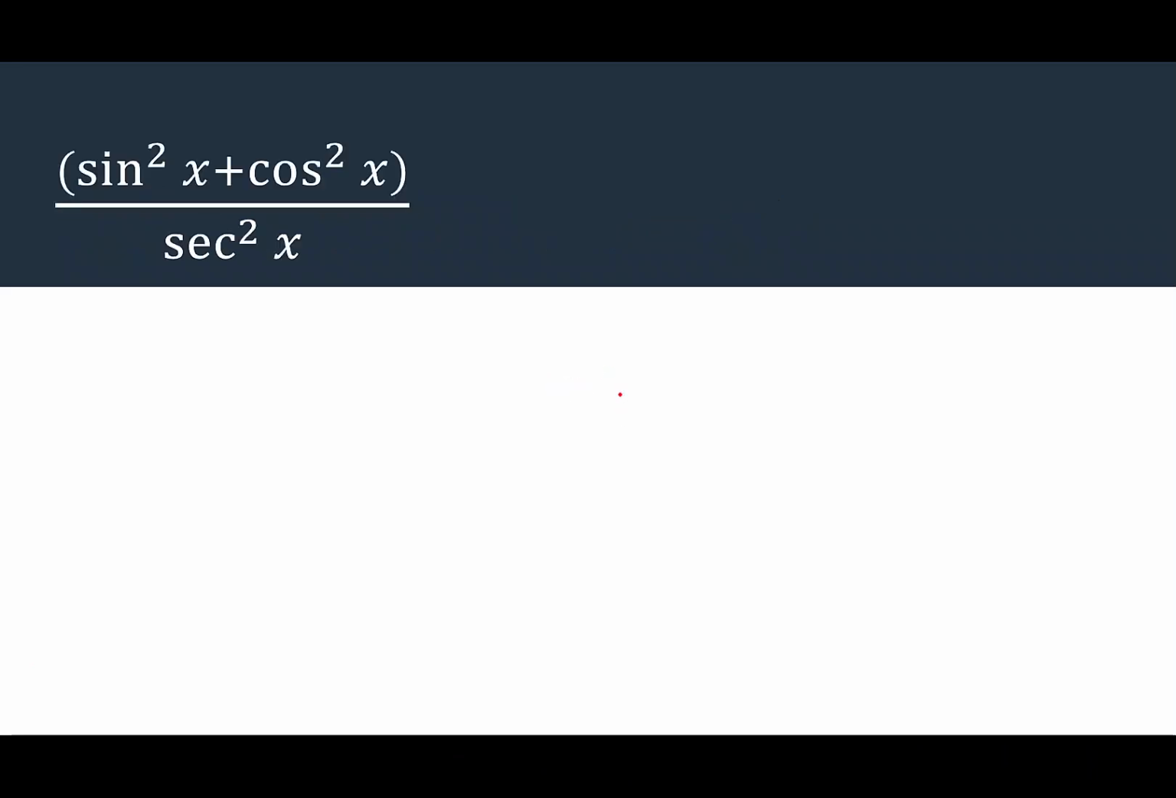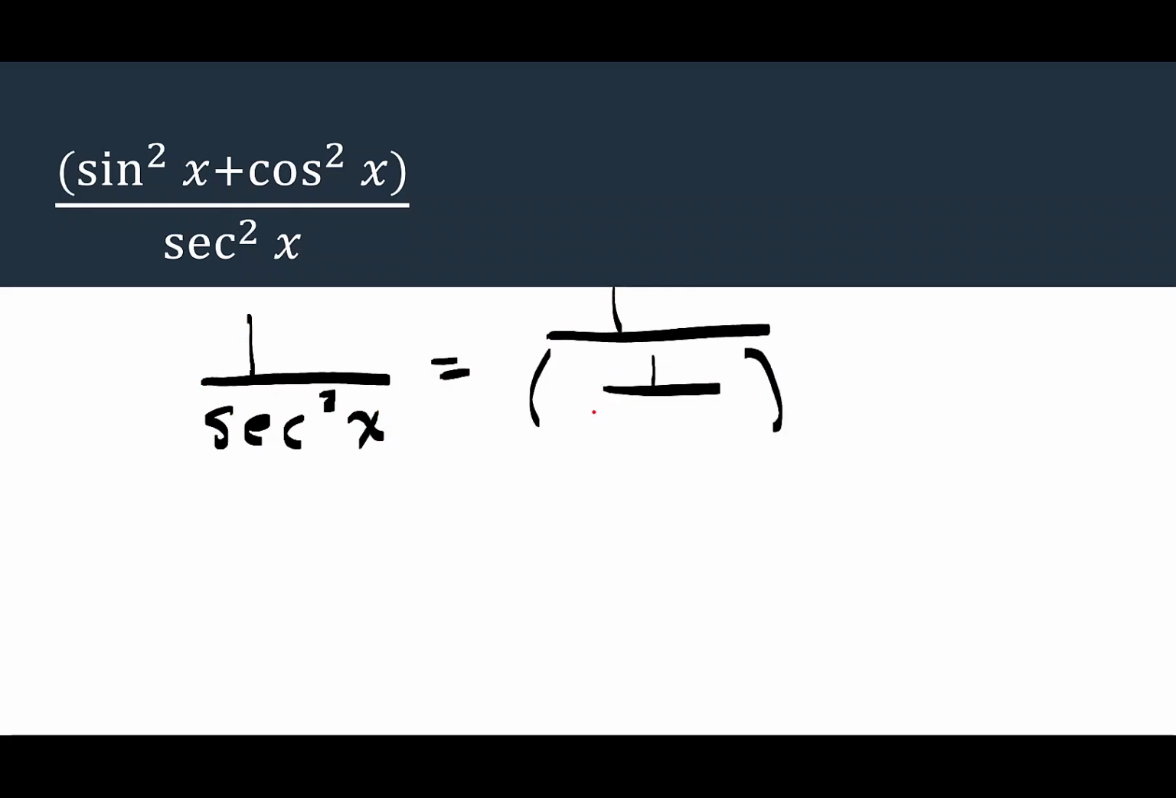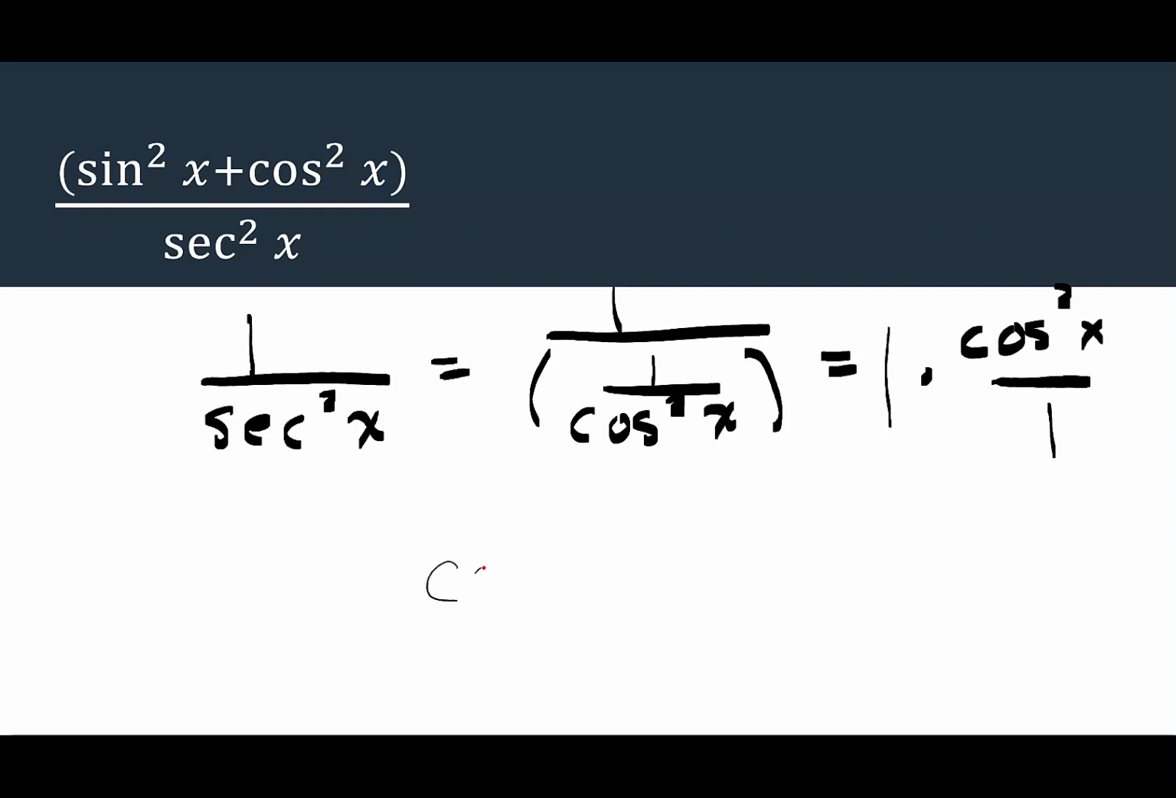Our next problem is a little similar. I have sine squared x plus cosine squared x over secant squared x. Sine squared x plus cosine squared x will still be equal to 1. On the bottom, I still have secant squared x. We can rewrite secant squared as 1 over cosine squared x. When I divide by a fraction, I multiply by the reciprocal. We'll write this as 1 times cosine squared over 1. We can write this as cosine squared x.